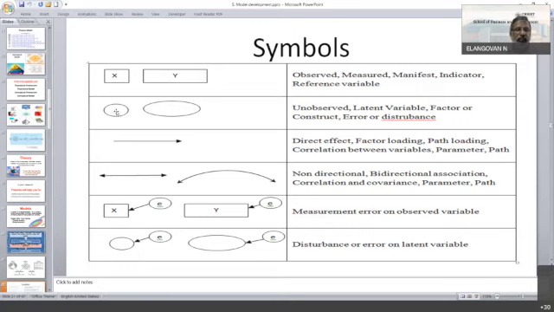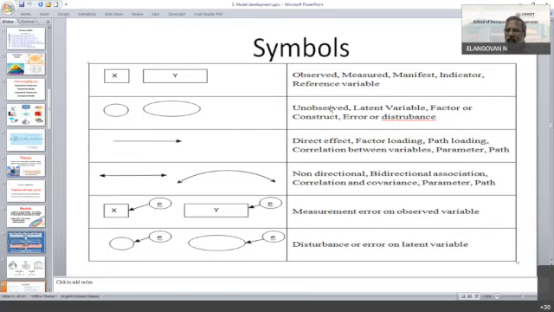And this circle or an oval, what is it called? It is called an unobserved variable, or a latent variable, or a factor, or a construct, or an error or a disturbance. Error and disturbance are explained at the end, but since error and disturbance also are not measured, they are also shown as a circle.